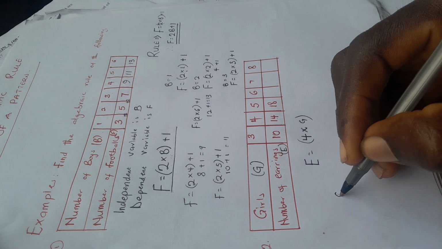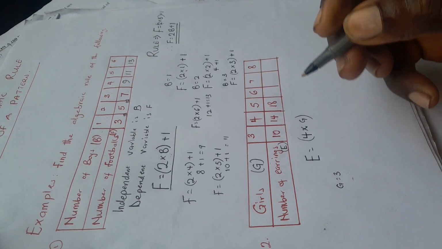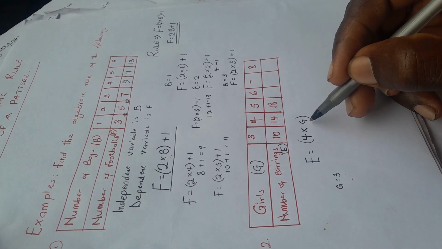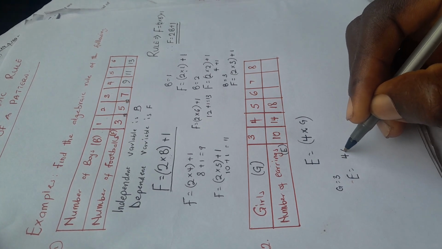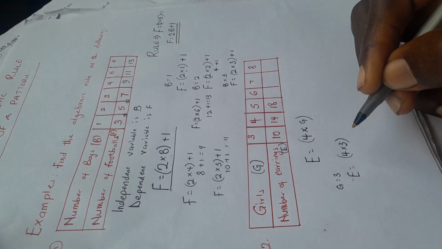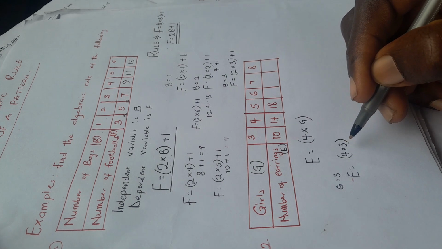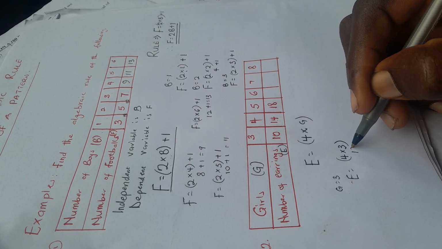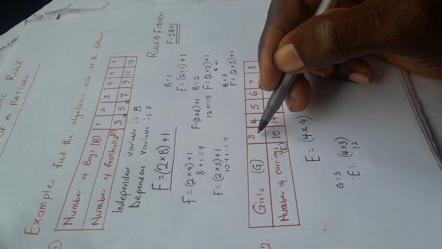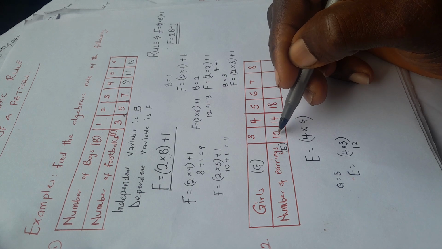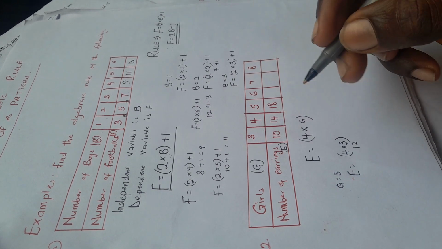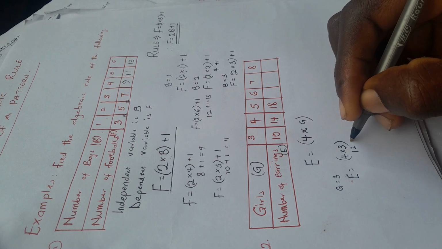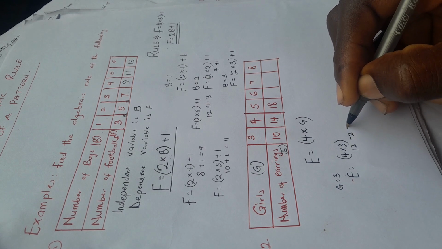So if G is equal to 3, then we substitute it into this formula that E is equal to 4 times 3. And 4 times 3 is 12. But the value given for 3 is 10. So we have to adjust 12 to be equal to 10. Therefore, we will have to subtract 2 from 12 so that we will get 10.